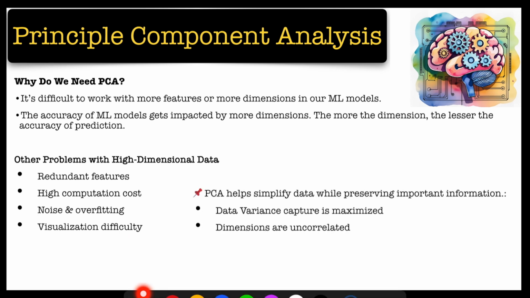Now PCA helps simplify the data while preserving important information. So data variance capture is maximized in PCA, and dimensions are uncorrelated in PCA.